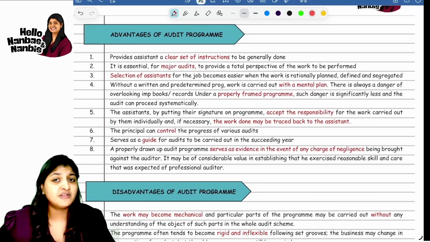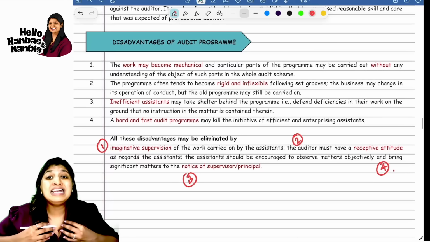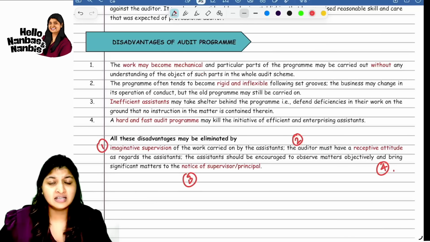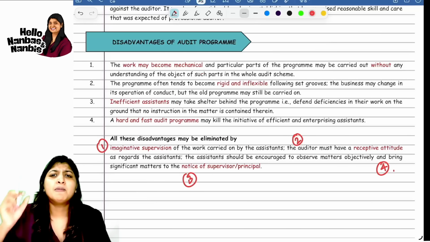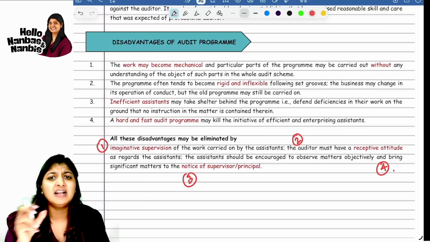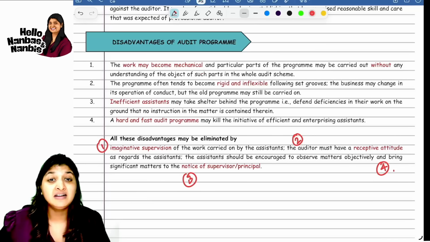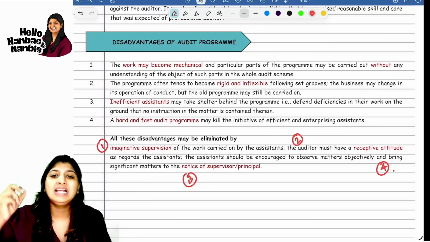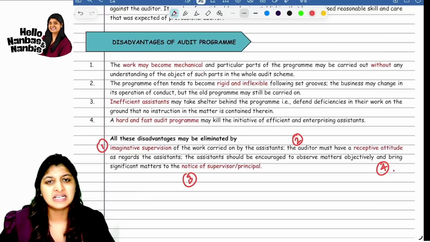Now, if there are series of verification procedures, if I am inefficient, I will take shelter under this. The work may become mechanical. The program is rigid. It is inflexible. Inefficient assistants may take shelter. A hard and fast audit program will kill the initiative of efficient and enterprising auditing assistants.